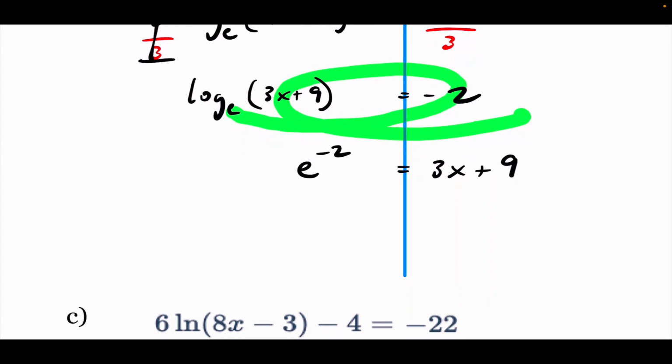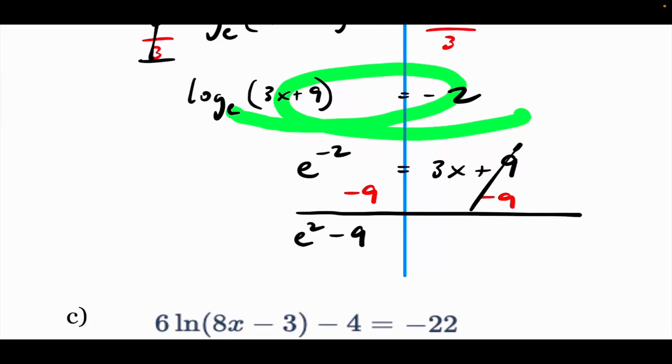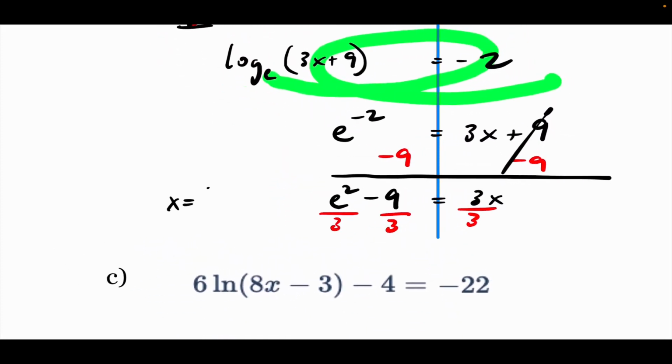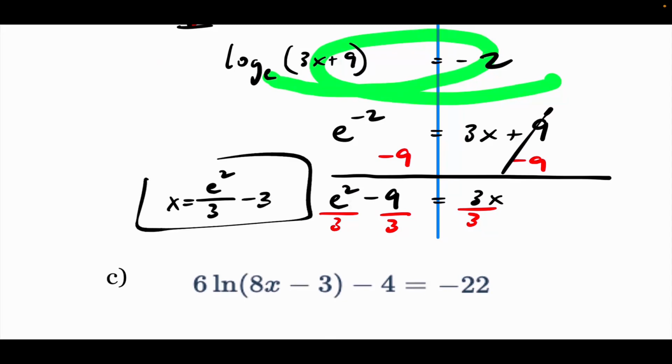So we subtract 9 from both sides. Divide by 3. Divide by 3. Divide by 3. E squared divided by 3. This guy I can actually divide. 3 and 9 I can reduce. I can divide them both by 3. It just becomes negative 3. Done.